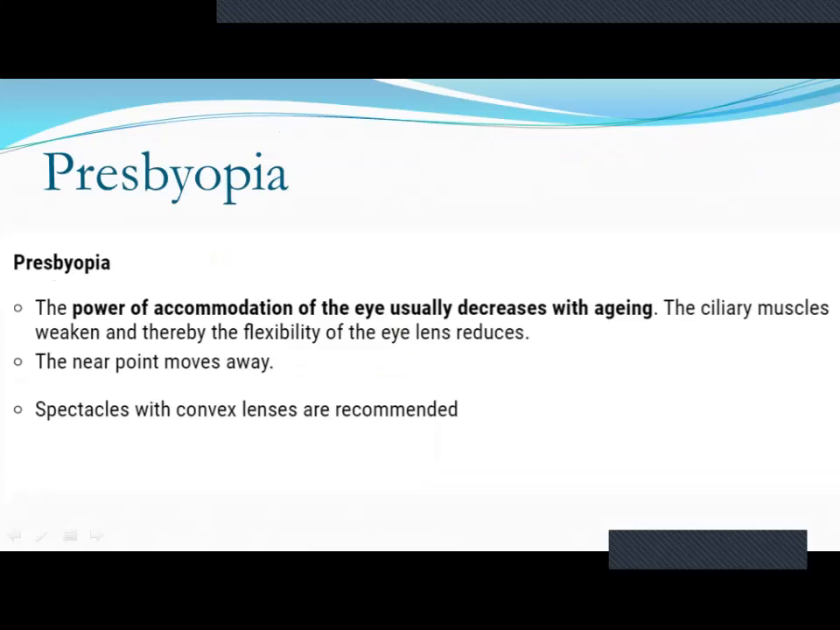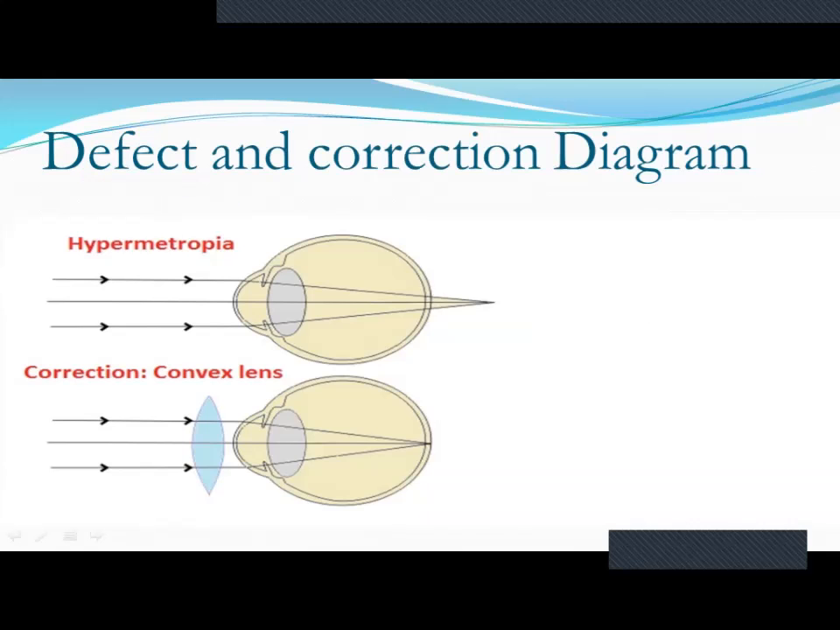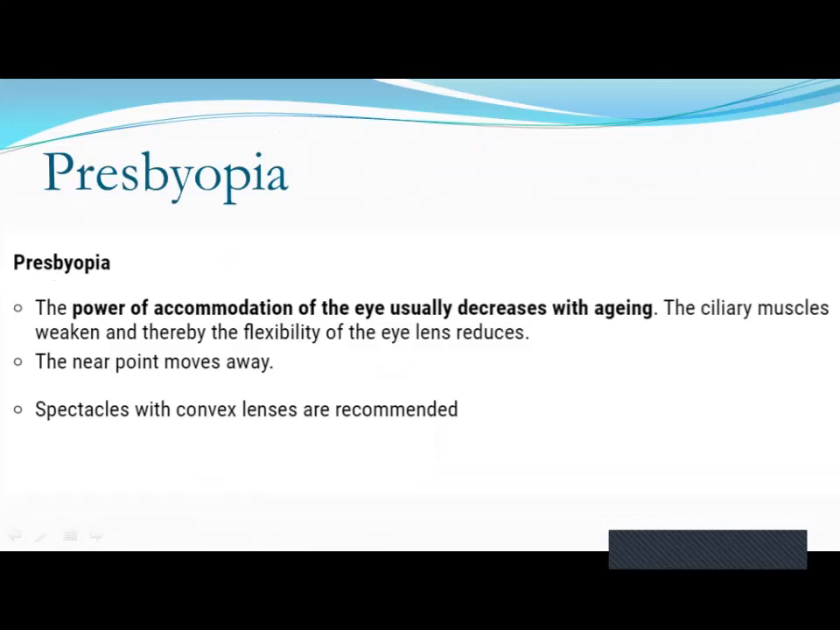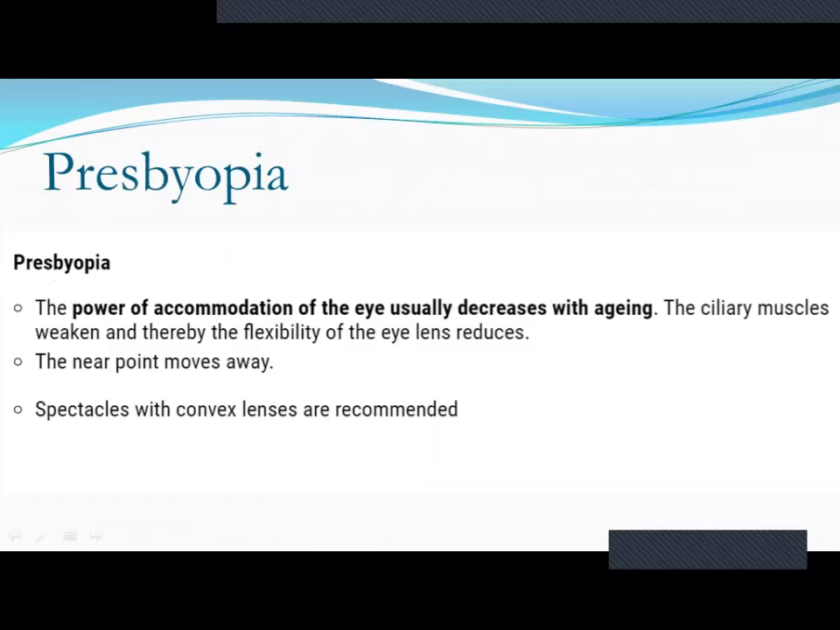Next one, the problem is presbyopia. Students, understand this defect and correction diagram of hypermetropia also. Draw it once and check whether you understand properly or not. Next one, presbyopia. Presbyopia is the problem where the power of accommodation of the eye usually decreases with aging.